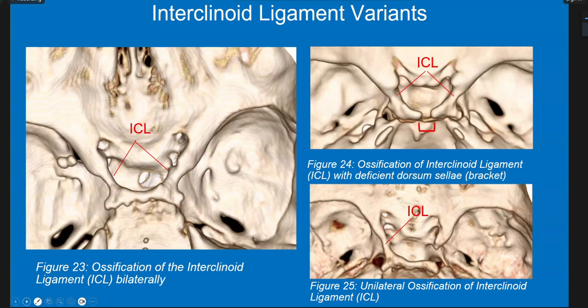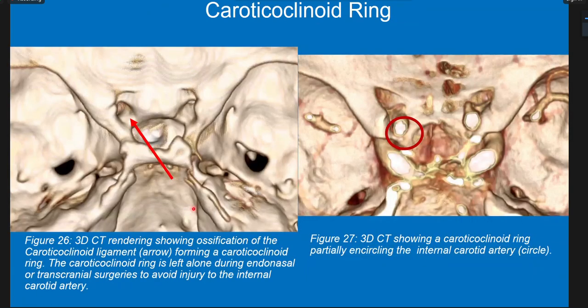So here's another example. You have the internal carotid here surrounded by bone. That is what we call the carotidoclinoid ring. And again, that represents the ossification of that dural fold that connects the middle clinoid process here and the anterior clinoid process. So this is a carotidoclinoid ring. And again, as you can see here, the internal carotid artery is surrounded by this ring.